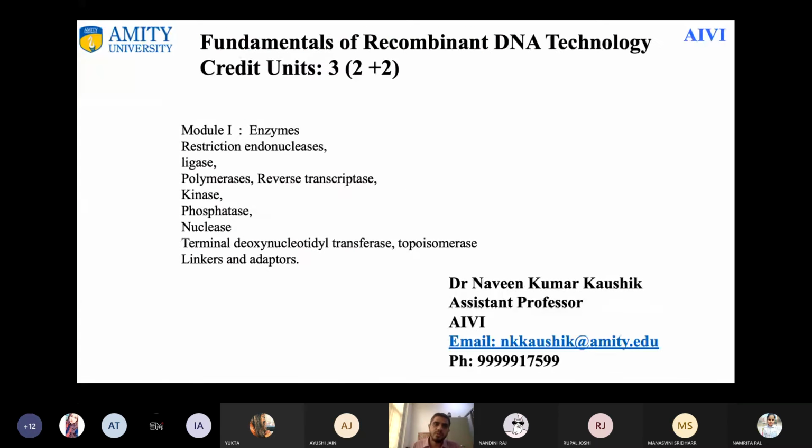As you can see, there are further types of enzymes. The kinases come into modifying enzymes, and phosphatase is also a modifying enzyme. Terminal deoxynucleotidyl transferase is also a modifying enzyme, and topoisomerase is also a modifying enzyme. Restriction endonuclease is a type of nuclease, there is ligase, and polymerase and reverse transcriptase are both classes of your polymerases.